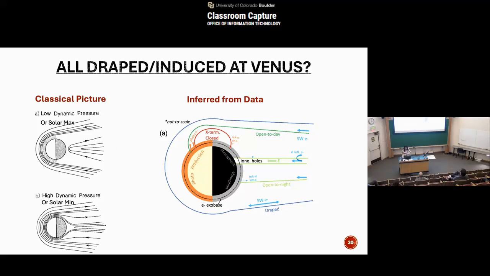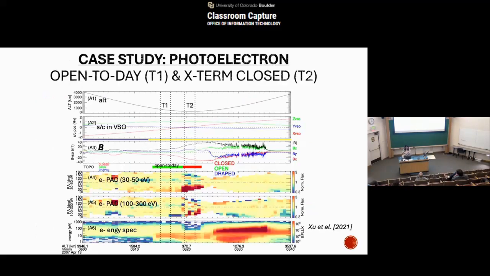But by looking at the data, so this is the picture people have been talking about for decades. But when we're actually looking at the data, it's not that simple. There are more complicated structures than we thought existing at the induced magnetosphere. So I'm going to start with a case study. So these are lots of panels from Venus Express.